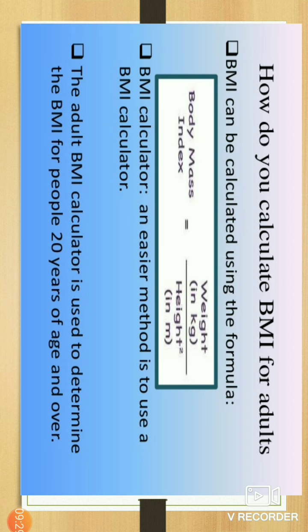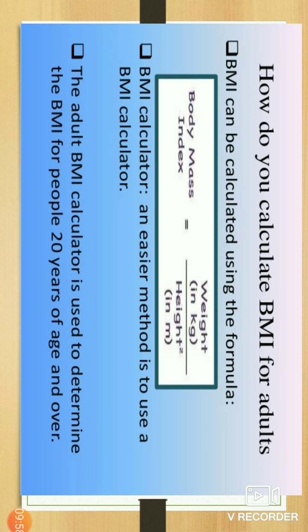BMI can be calculated using the formula: body mass index is equal to weight in kgs upon height squared in meters. An easier method is to use a BMI calculator. The adult BMI calculator is used to determine the BMI for people 20 years of age and over.